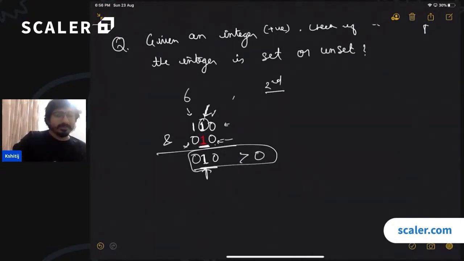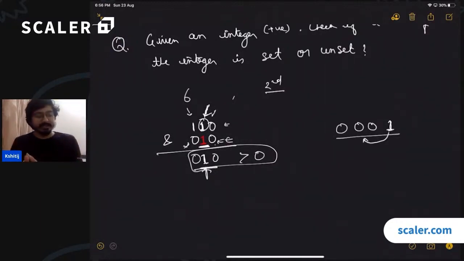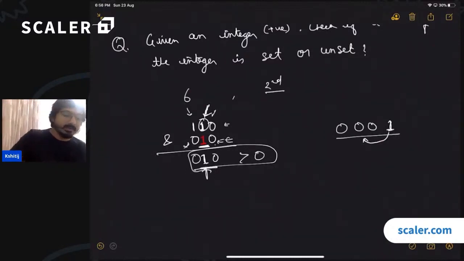To construct this type of number, we just have to shift. If I have 1 already, this is how we can represent 1. Now if I just left shift 1 by the ith position, let's say I have to check whether the third bit position is set or not, I can just do 1 left shifted by 3. So 1 left shifted by 3 is going to be 2 raised to power 3, sorry, 2 raised to power 2.